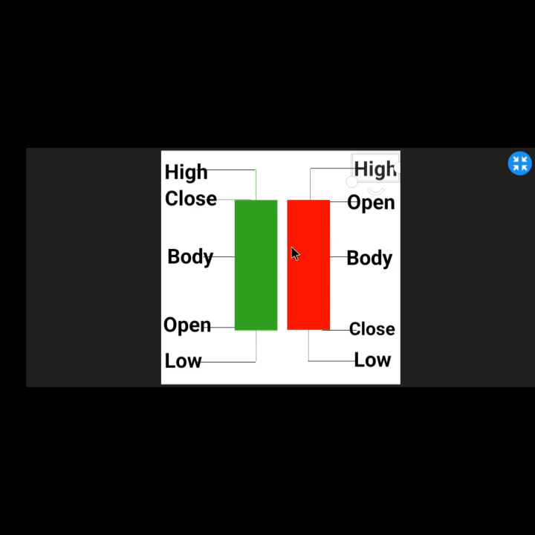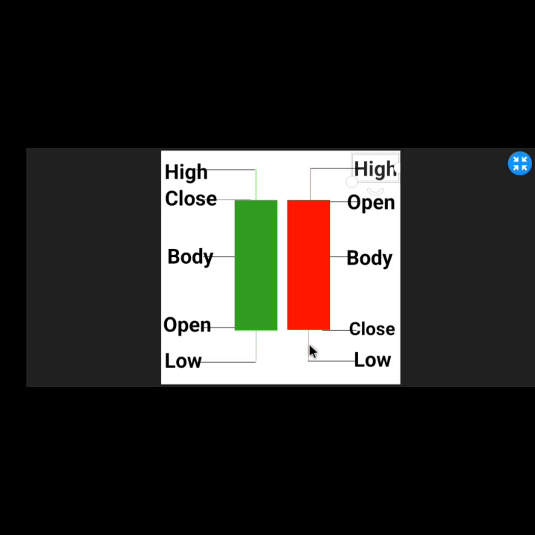A green candle opens at the bottom and closes at the top. The long line you see is called the wick, and we have the high, which is the highest point the price got to at a particular time, and this is the lowest a price got to at a particular time. Then the opposite is for the red candle. The red candle opens at the top and closes at the bottom.